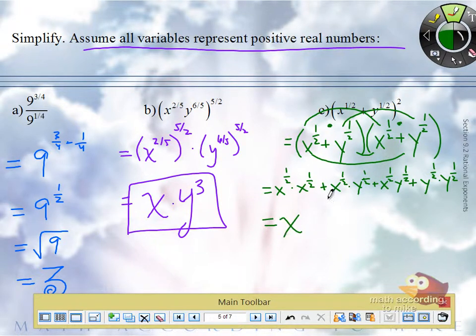X. These guys here, you cannot combine x to the 1/2 times y to the 1/2 because the bases are different. But how many x to the 1/2 times y to the 1/2 do you have? Two of them. So 2x to the 1/2 y to the 1/2 plus, what is y to the 1/2 times y to the 1/2? Y.